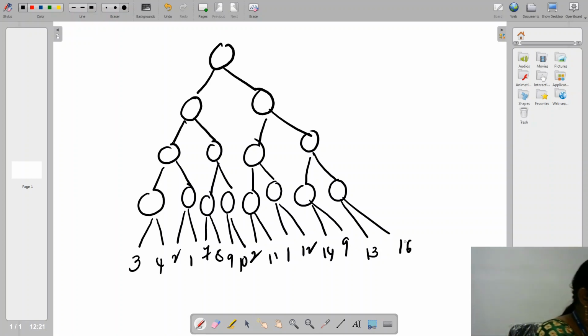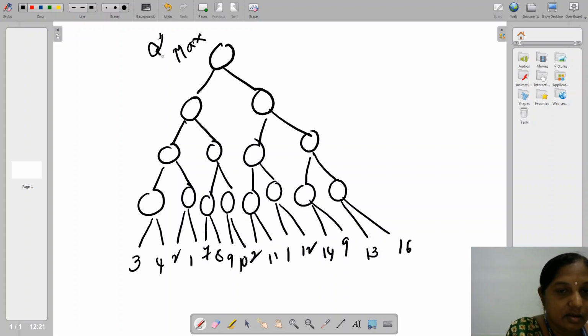So who is the first player here? Max is the first player. So I am treating it as alpha, as I told you. So this is alpha. And who is the next player here? The game always plays alternately. So if you give the chance to the max player first, the next chance will go to the min player. So next we are going to give the chance to the min player.